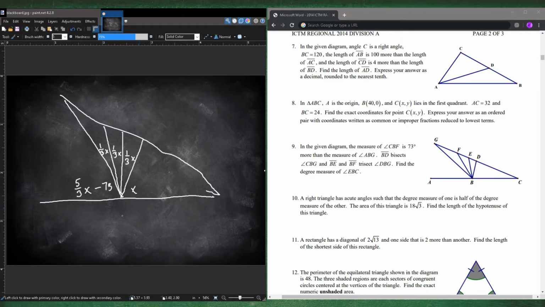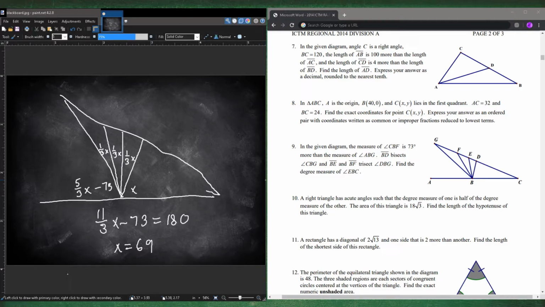Okay, so adding that all up, that should be equal to 180 degrees because it's a line, right? So 5/3 plus 1/3 plus 1/3 plus 1/3 plus 1. So that's 1, that's 2. So that's 6 over 3. That's 11 over 3 x minus 73 is equal to 180. So (180 plus 73) times 3 divided by 11. So x is equal to 69.